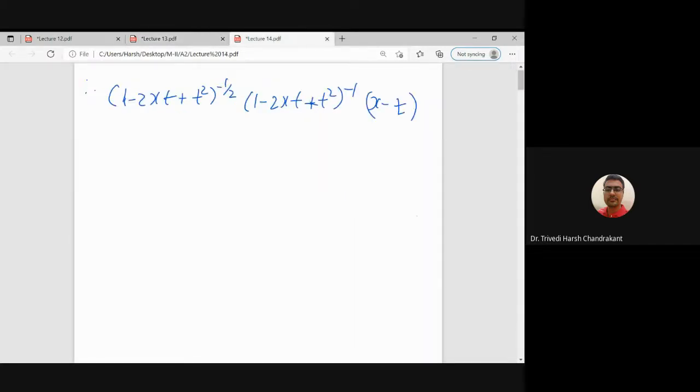x minus t is equal to, the right hand side will be summation n 1 to infinity n times Pn(x) into t power n minus 1, right? Just check that.